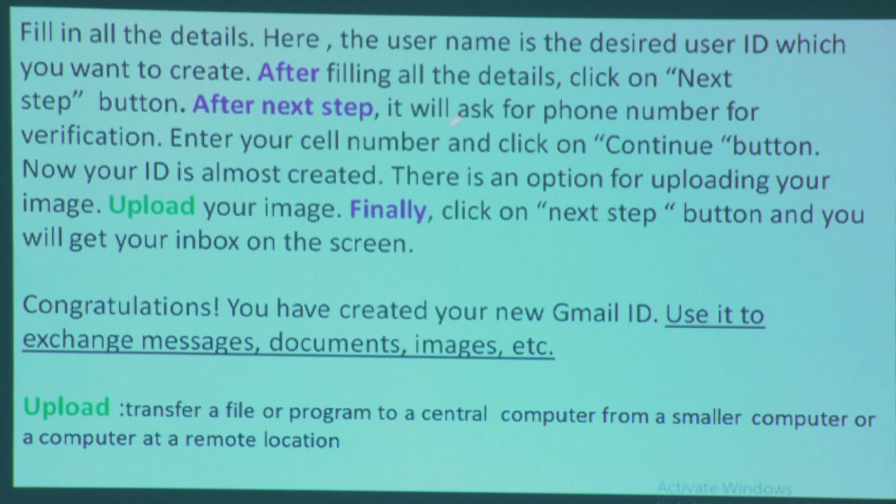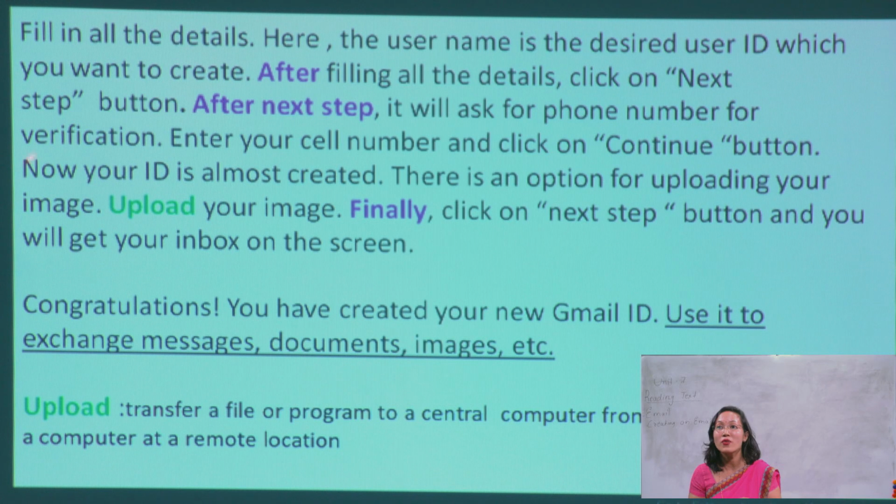After next step, it will ask for a phone number for verification, and you need to enter your phone number. After you enter it, you will get a call on your phone, or let's say a verification code, and you need to enter that verification code. Now your ID is almost created. It means you are done with your purpose, that is creating an email ID.